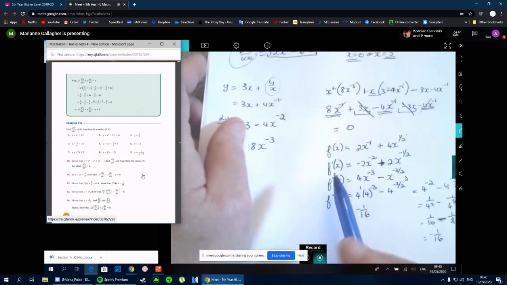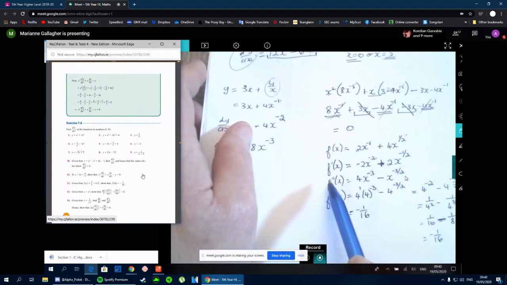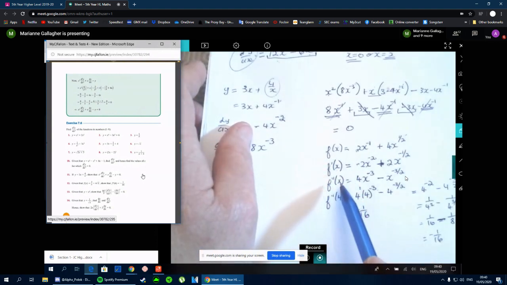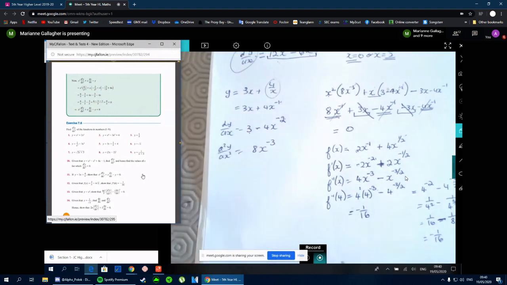Okay. So if you're asked to find f prime of a number or f double prime of a number, you differentiate first, then you sub in the number. Does that make sense now, Andrew?